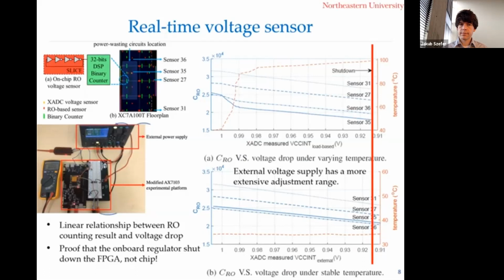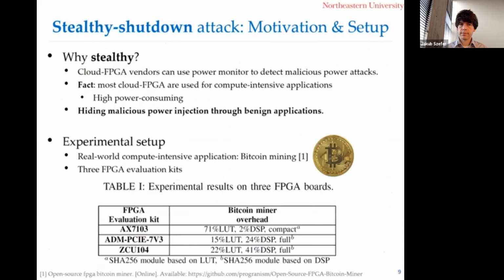An attacker can choose to aggressively inject the power load to incur the shutdown, which is straightforward and easy to implement. However, up-to-date cloud FPGAs can use different ways to check the real-time power usage, which makes it easy to detect direct power attacks. Based on the fact that most cloud FPGAs are used for compute-intensive applications, which also have high power consumption.